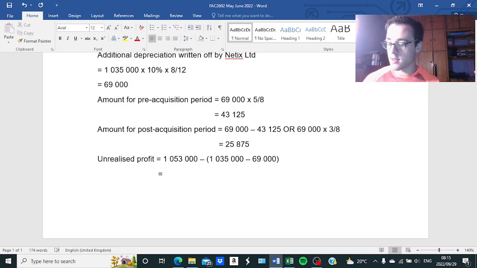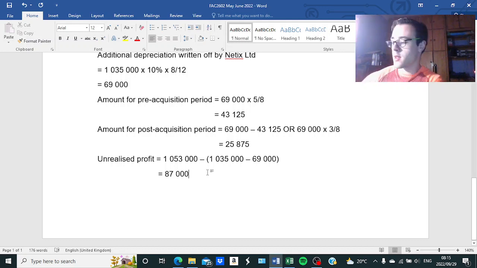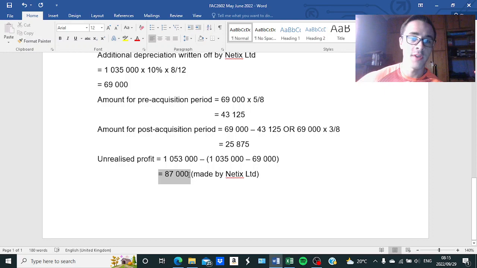So you should arrive at an amount of 87,000. Okay, so 87,000 Rand represents the unrealized profit that was made by Netix Limited. Now, because it was made by the subsidiary, we have to include the unrealized profit in full in the post-acquisition period.